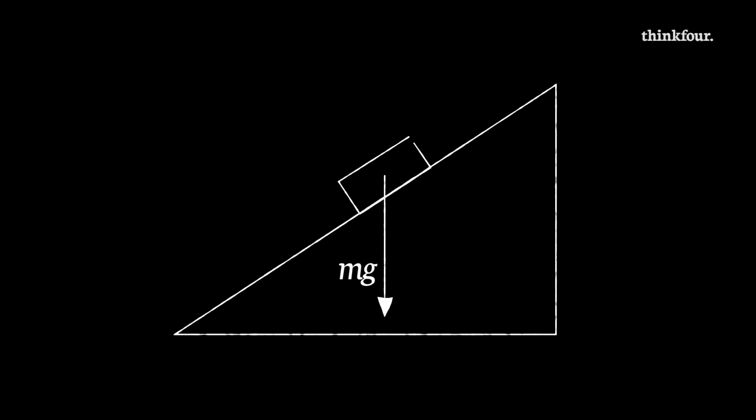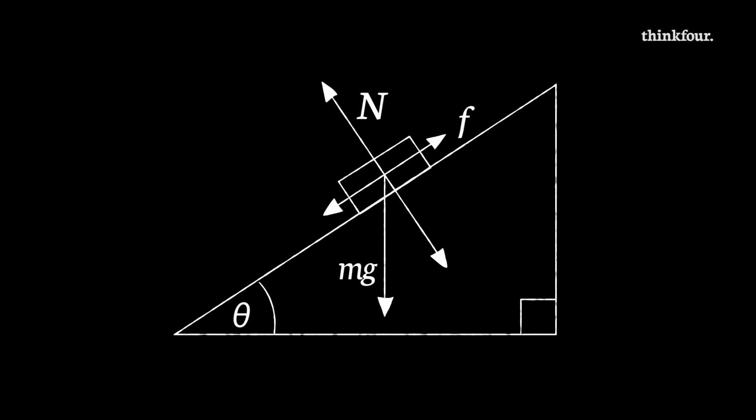This presents us with a right-angled triangle where we know the hypotenuse, which is the object's weight, and we know the angle adjacent to it, which is theta. So, if we want to know the value of the normal, we can use cos theta equals the adjacent over the hypotenuse. In this case, the hypotenuse equals mg. If we rearrange this equation, we find that the normal force is equal to mg cos theta.